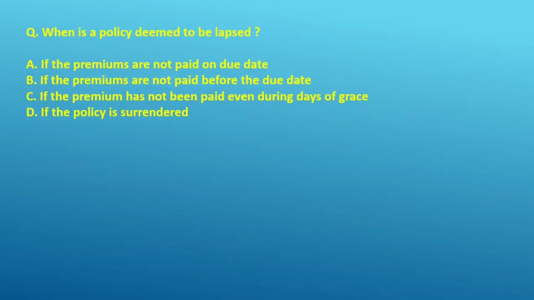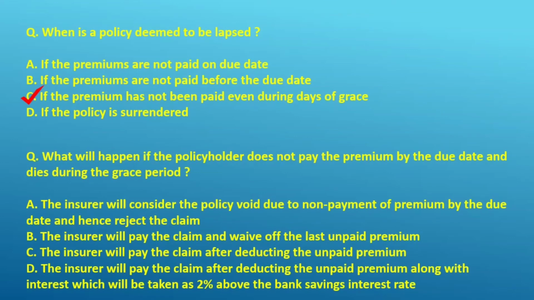Next question is, when is a policy deemed to be lapsed? Correct answer is C. If the premium has not been paid even during days of grace. Next, what will happen if the policyholder does not pay the premium by the due date and dies during the grace period? Correct answer is C. The insurer will pay the claim after deducting the unpaid premium.